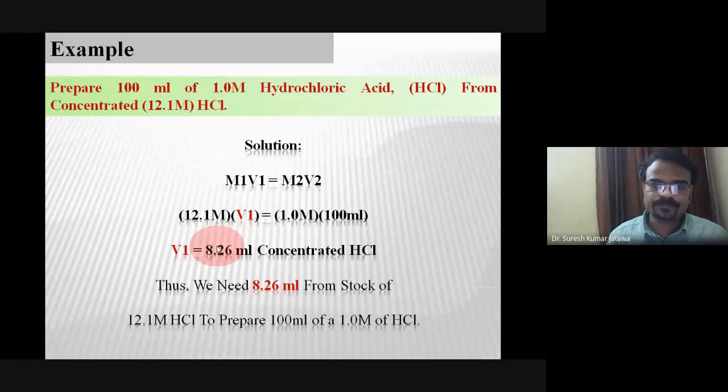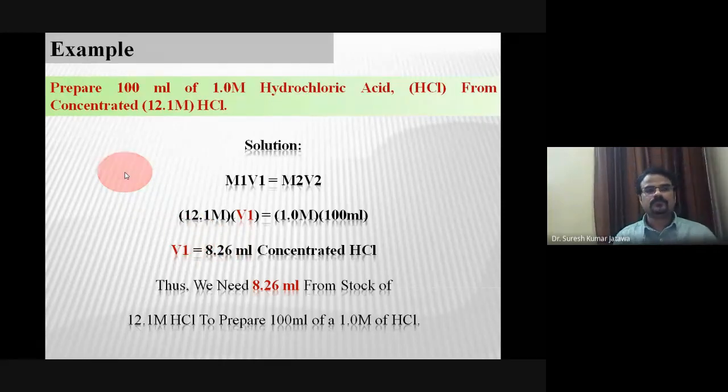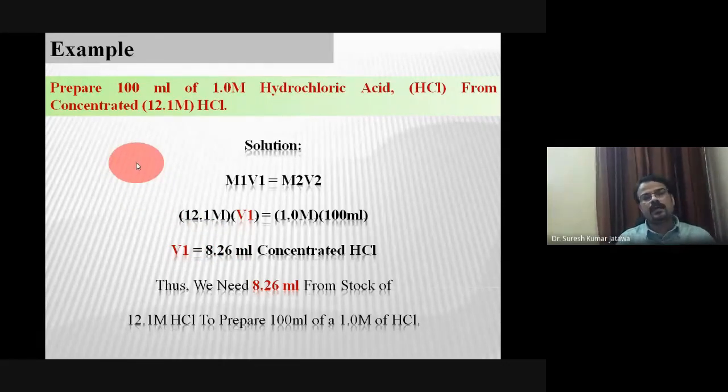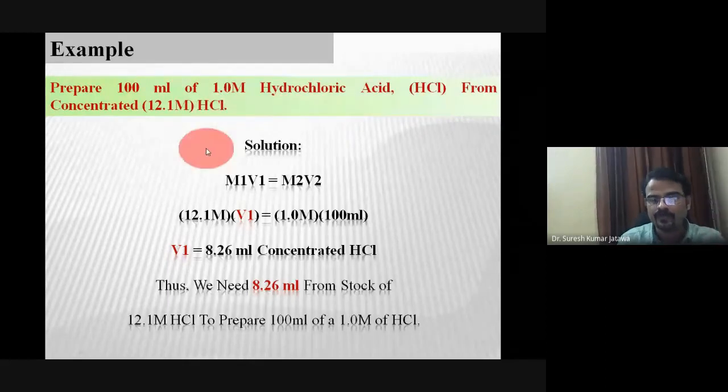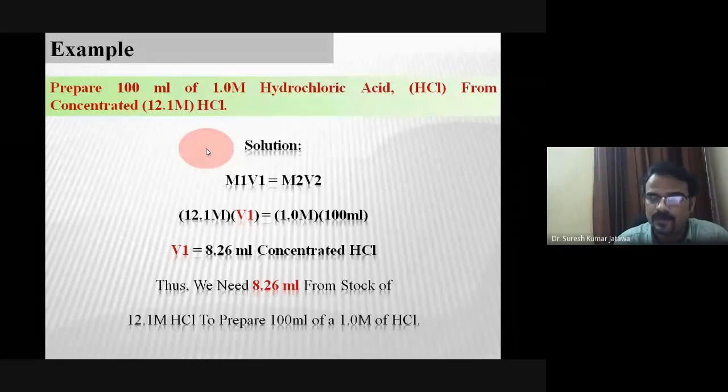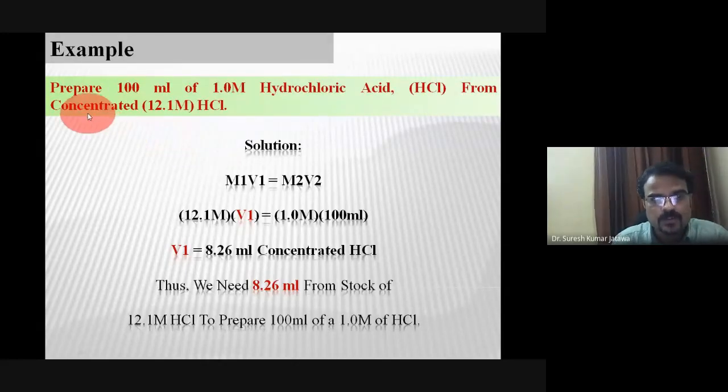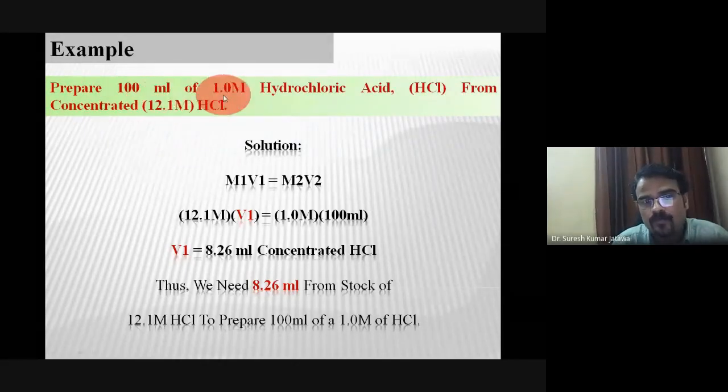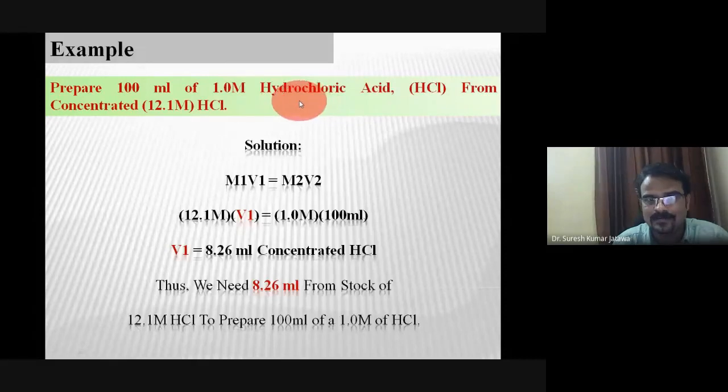It is a problem, so please try to understand. Prepare 100 ml of 1 molar hydrochloric acid from concentrated 12.1 molar HCl. You should always remember to read the problem twice or thrice to understand what is given and what has to be calculated. So, prepare 100 ml of 1 molar hydrochloric acid. It says you prepare 100 ml.